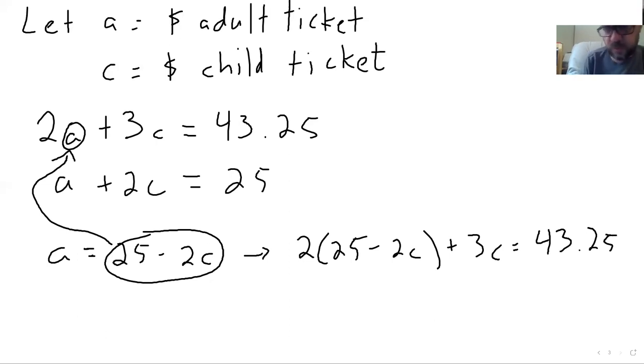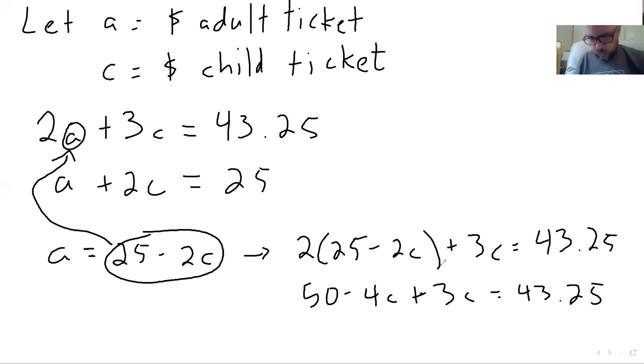Let's clean that up a little bit. I'm probably going to need another board here. So we're going to have 50 minus 4C plus 3C equals 43.25. And this is looking pretty good. Actually, one more step maybe. Yeah, 50 minus C. So minus 4C plus 3C is minus C. So we have 50 minus C equals 43.25. Okay. Let's start over on the next board there. 50 minus C equals 43.25.